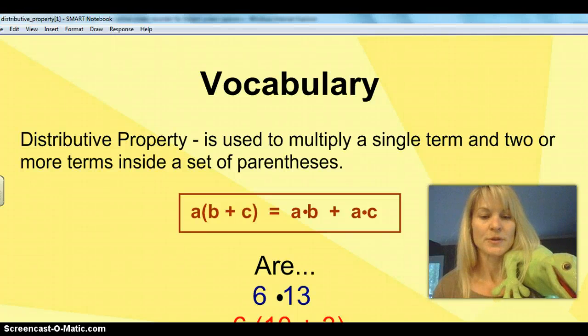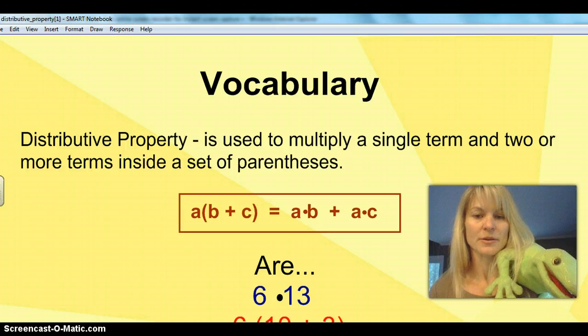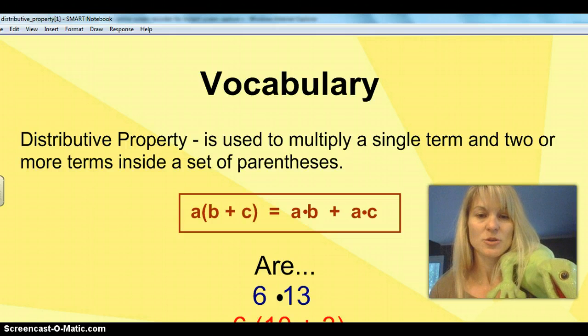Okay, so tonight we're going to focus on distributive property. It seems to be something that we're still struggling with a little bit from last year. So we talked a little bit about this in class. Distribute is to multiply a single term and two more terms inside a set of parentheses.